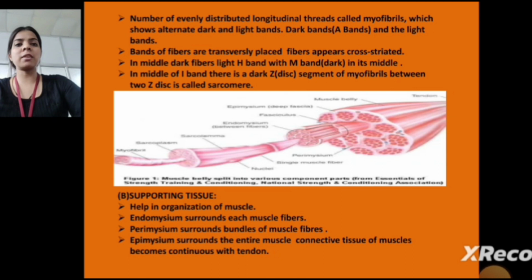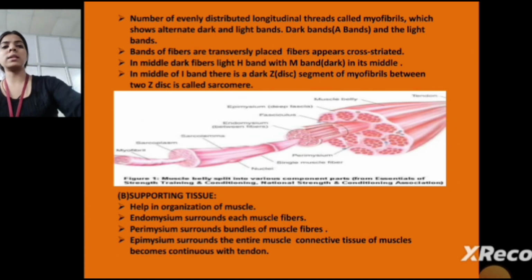In the middle of the dark band is the light H band with the M band in its middle. In the middle of the I band there is a dark Z disc. The segment of myofibril between two Z discs is known as the sarcomere. Second, we have the supporting tissue, which helps in organization of the muscle. The endomysium surrounds the muscle fiber, the perimysium surrounds a bundle of muscle fibers, and the epimysium surrounds the entire muscle. The connective tissue of the muscle becomes continuous with the tendon.